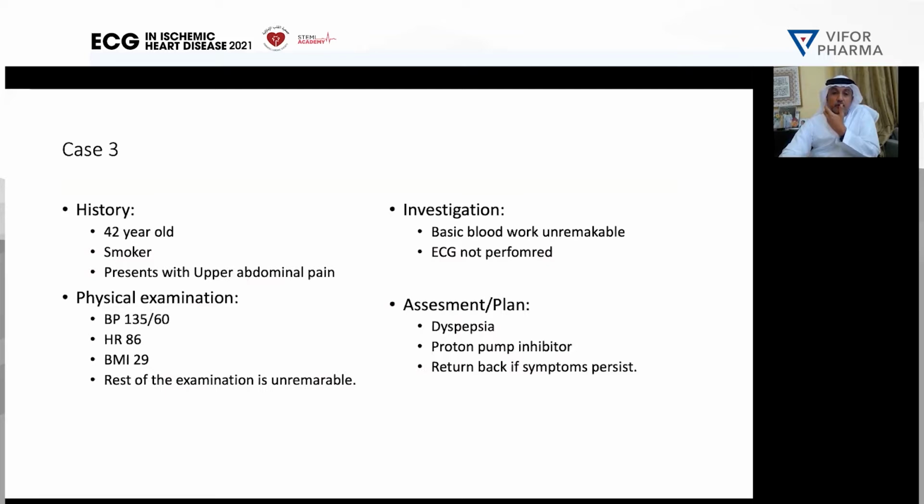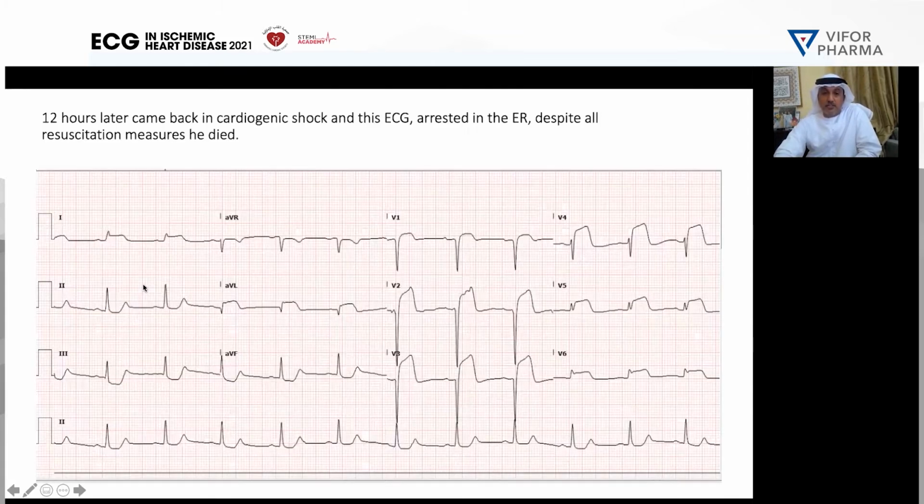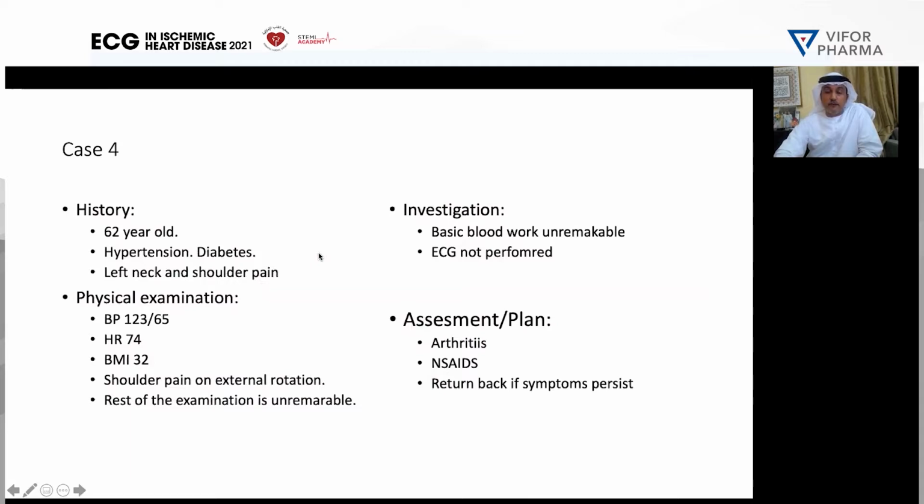Another patient, 42, smoker, with upper abdominal pain, and he presents with dyspepsia. Unfortunately, this patient did not have an ECG. So the message here is, if you have someone with chest pain all the way from the neck, from the jaw down to the umbilicus, he deserves an ECG, especially if he's a smoker in his 40s or someone who has risk factors. This patient came back 12 hours later with this massive anterior ST elevation. Unfortunately, he died, because if this patient was caught early, maybe there was a chance of saving his life.